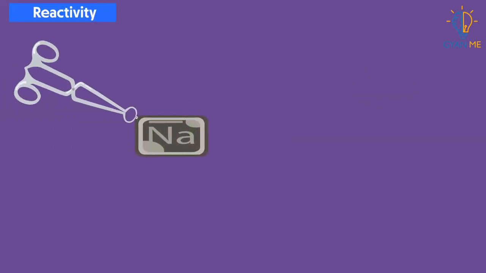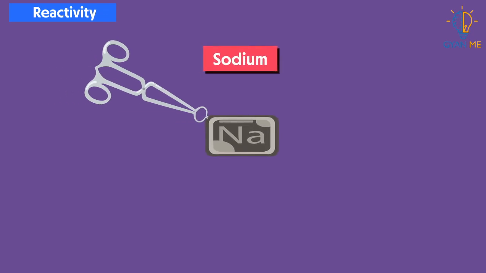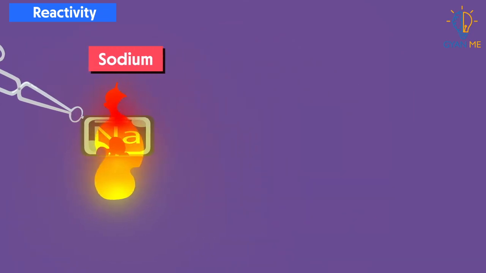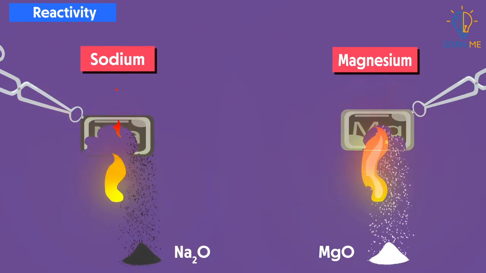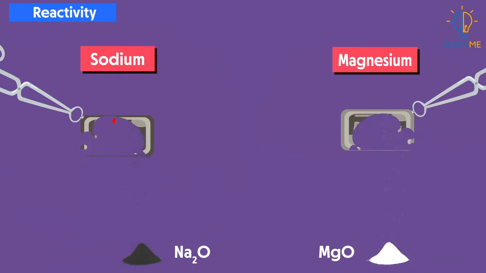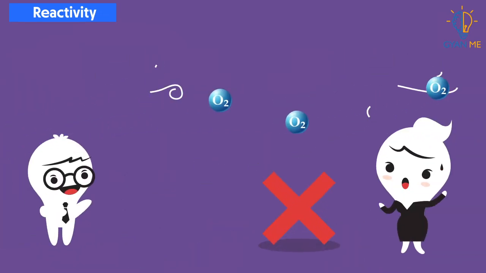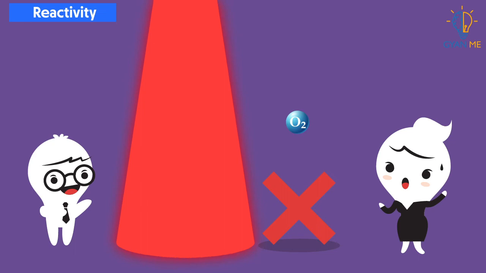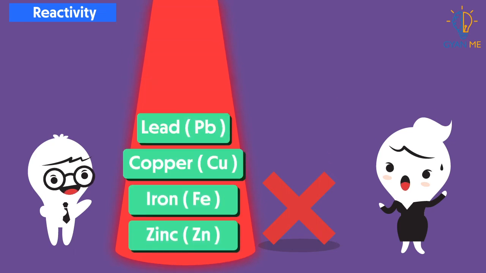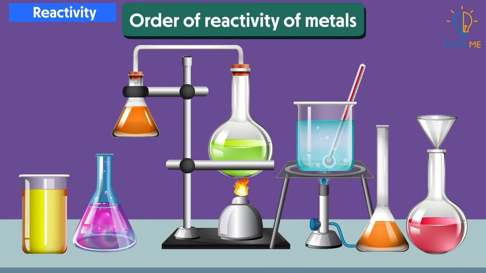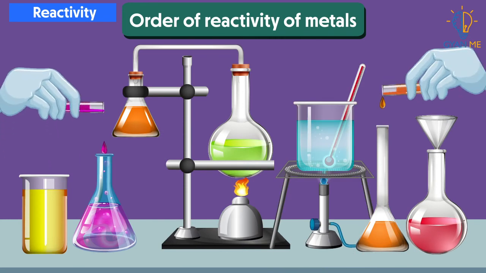Students, we have observed that sodium is the most reactive metal among the samples of metals taken here. The reaction of magnesium is less vigorous, implying that it is not as reactive as sodium. But burning in oxygen does not help us to decide about the reactivity of zinc, iron, copper or lead. We will see some more reactions in our upcoming videos in order to arrive at conclusion about the reactivity of these metals.